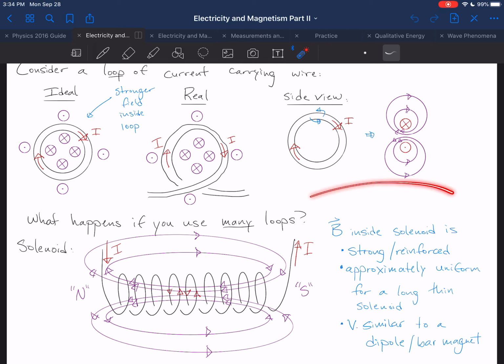And notice that the magnetic field inside the solenoid is strong, it's reinforced, and it's approximately uniform along the length of the solenoid. For a long, thin solenoid, if it's infinitely long, it turns out it is uniform. But for a real-life solenoid, it's approximately uniform inside the coils of wire. This is very, very similar to a dipole or a bar magnet.